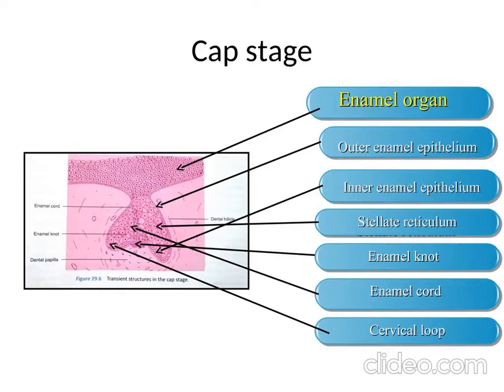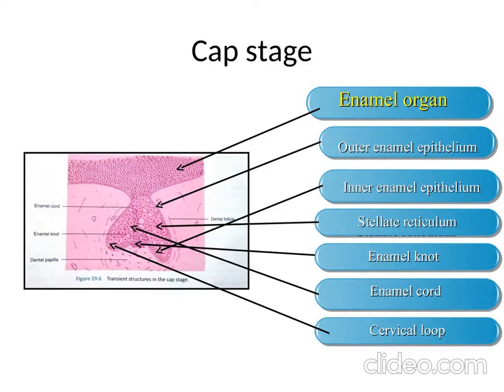Moving on to the cap stage, the next stage, it is named so because of its appearance like a cap with the central invagination. It has an outer enamel epithelium, the inner slightly columnar cells called the inner enamel epithelium, center star-shaped cells called stellate reticulum, and a collection of cells in the inner enamel epithelium called the enamel knot.